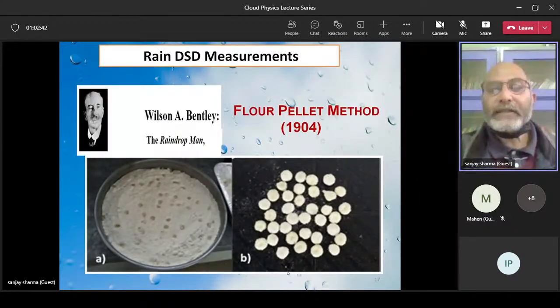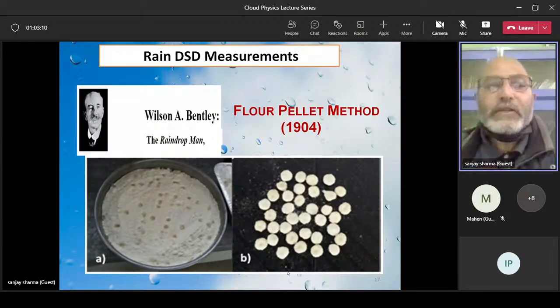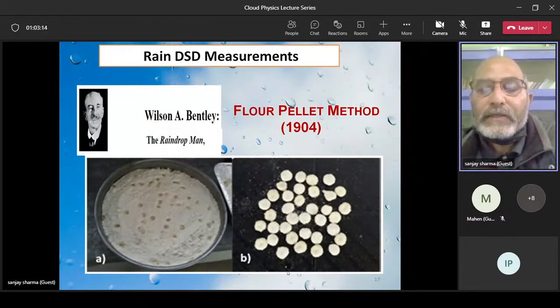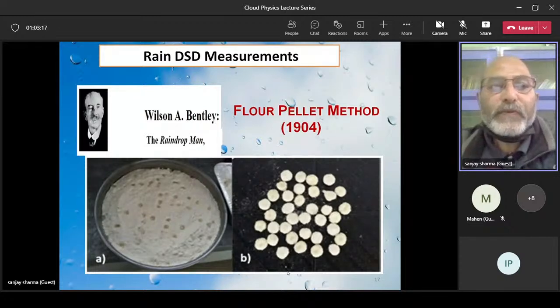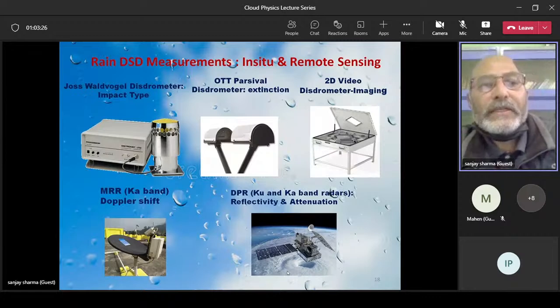Gradually then in 1904, Wilson Bentley used the flour pellet method. Flour was taken out to the outside, and once the drops fell, it was allowed to dry up, and those pellets were taken out and then measured. So it was a very primitive technique, and in fact, it gave the sense of the approximate distribution of raindrop size. Gradually, at present, we have a number of instruments by which we measure the DSD.